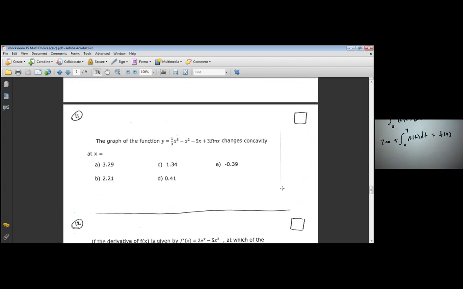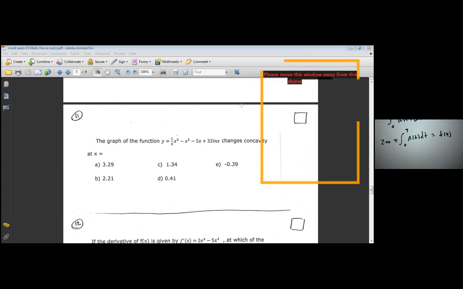11, changes concavity. All right, what did you guys get for that last one? Did you get A? Yeah. All right, so we'll go with A for that one. 11, the graph of the function is this, changes concavity. I would be doing a second derivative test.